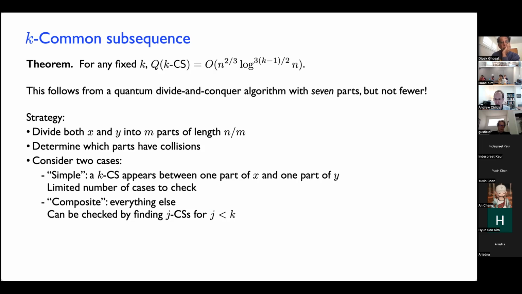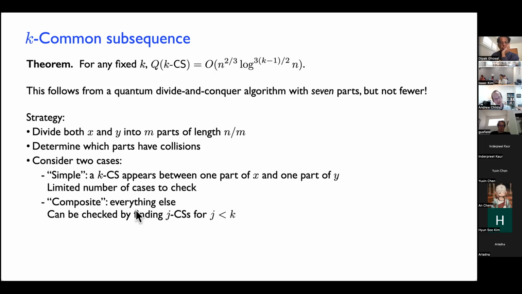And then there are two cases that we're going to consider. On the one hand, what we might call a simple common subsequence, where it lives entirely within one part of X and one part of Y, not necessarily the same part of Y, but some part of X and some part of Y. There's a common subsequence of length k just between those parts. The key thing to show is that there's only a limited number of such cases to check, to get good complexity.